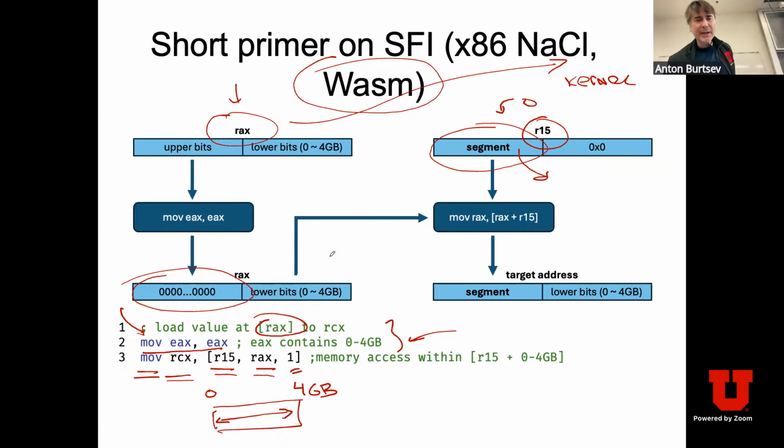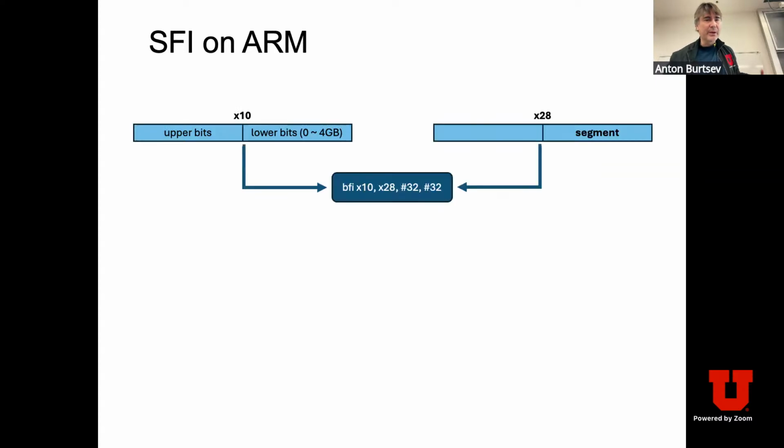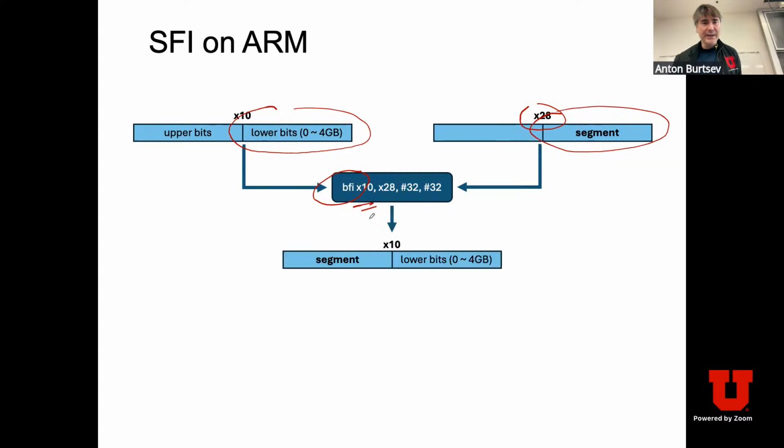On ARM, actually, there is an explicit instruction. Instead of doing this trick with move EAX to EAX, there is an explicit bit field instruction which says, okay, I will take the lower bits from x10 and the lower bits from the x28 register and combine them in such a manner that it puts the segment on top of the x10 bits. So it's an explicit instruction. It's slightly cleaner than on x86, but the same effect.